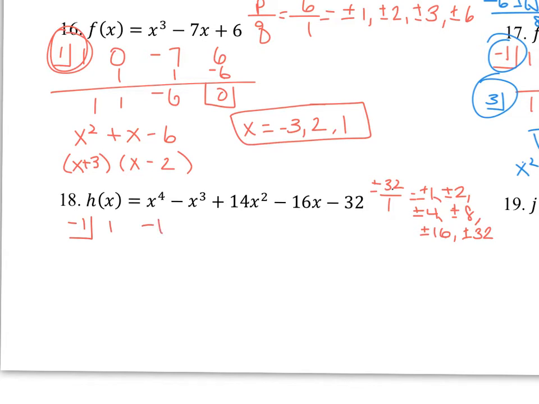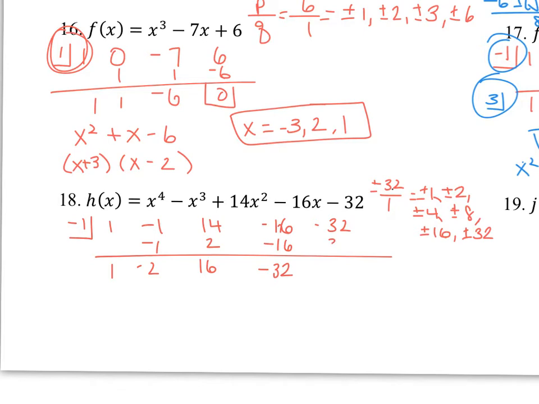1, negative 1, 14, negative 16, negative 32. Bring down the 1. 1 times negative 1 is negative 1. Add them up, I get negative 2. Negative 1 times negative 2 is 2. Add them up, I get 16. Negative 1 times 16, I get negative 16, which added up makes negative 32. Negative 1 times negative 32 is 32, which sure enough makes 0. Alright, so that's now x cubed, so that's still not going to help me factor, so let's try another one.